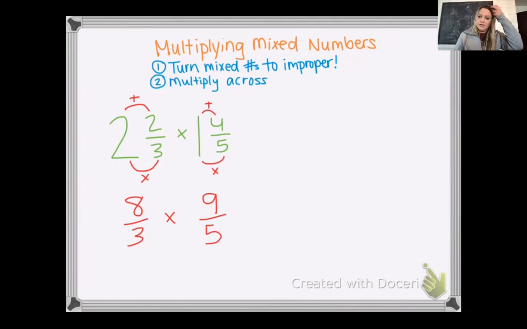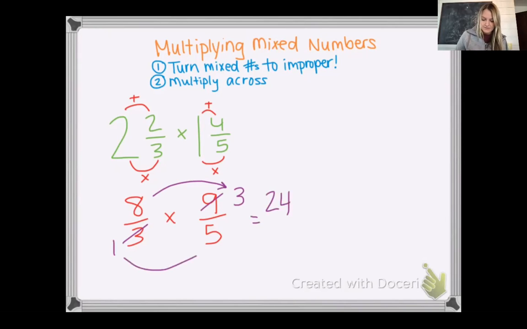Okay. So a lot of people are saying, yep, we can, right? So when I look at it, I see the 3 and 9. They have a 3 in common, okay? So if I divide 3 by 3, I get 1. If I divide 9 by 3, I get 3. So now it's 8 times 3 is 24. 1 times 5 is 5.